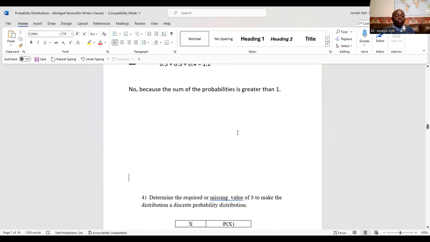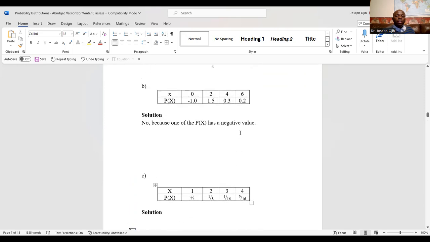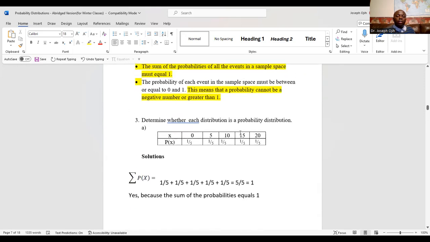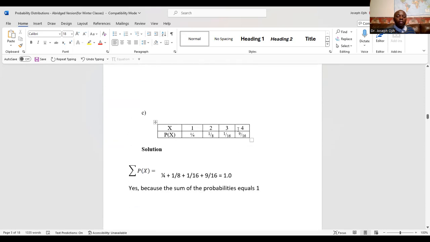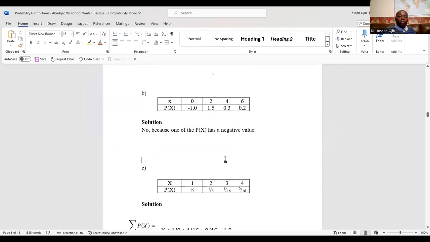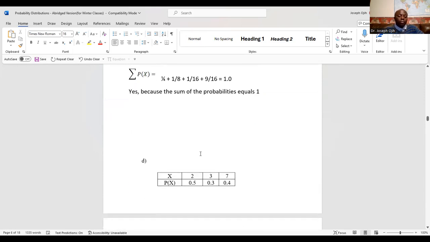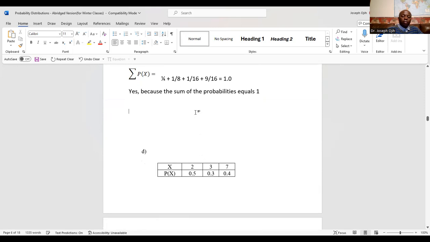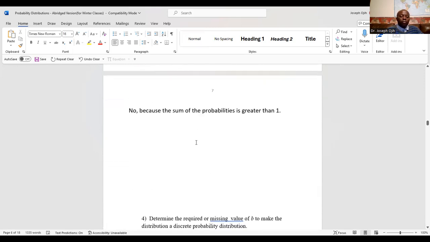Okay. Now, any question to all of this? Any query? Any question? So no question. Excellent. So we're going to try another example. Okay, let's see. This one.